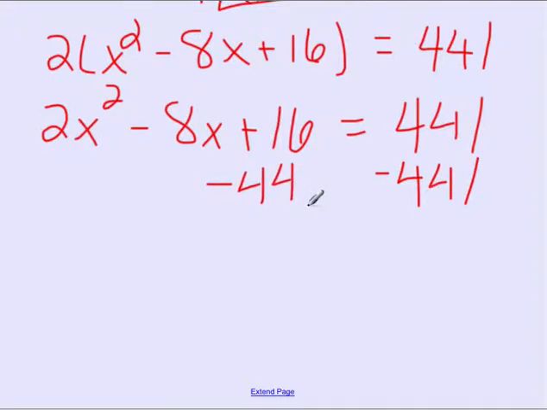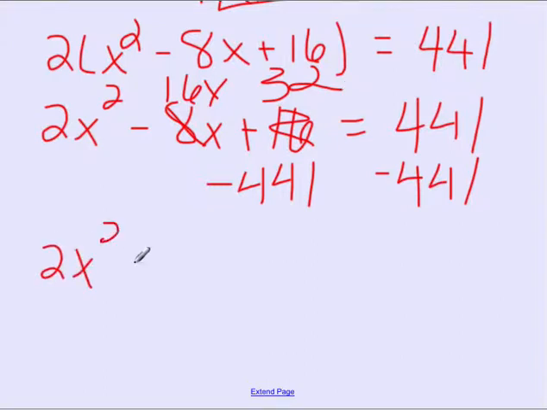I forgot to multiply these by 2, so this should be a negative 16x, and this should be a positive 32. Good catch, Miss Humbert. So 32 minus 441. So that's going to give us 2x squared minus 16x minus 409 is equal to 0.